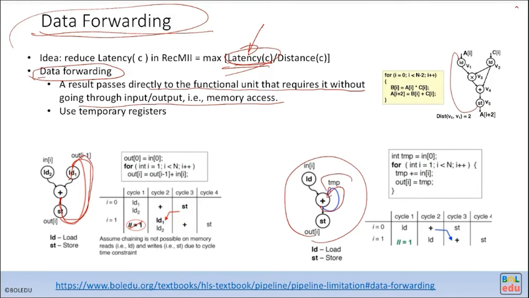Using a temporal variable, you basically reduce the latency. The latency is reduced to 1. So that's the data forwarding technique. Based on this equation, you try to reduce this latency here. That's one way to do that.